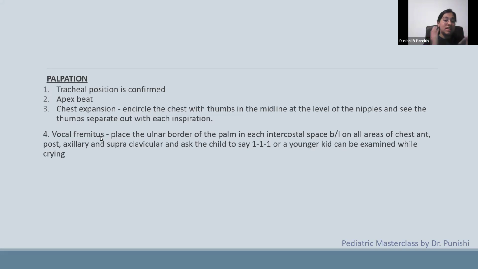Again, for example, in a 3-year-old child, like in this case, the child is not going to cooperate, not going to say 111. So another way of doing it is, when the child cries, you try to feel for the vibrations with the ulnar border in the intercostal spaces bilaterally at the same time. So let's say you're doing it in the second intercostal space, you do it on the left, you do it on the right. You move down to the third intercostal space, do it on the left, do it on the right. So you're able to compare whether you feel more on one side or the other.